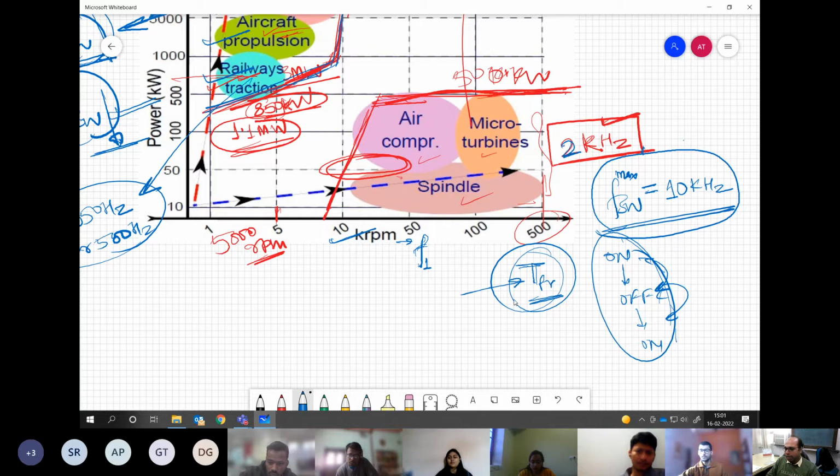You understand these statements? So despite this fundamental frequency, we are not able to keep the switching frequency very far from the fundamental frequency. This is also kilohertz, this is also kilohertz. The ratio is only 5.